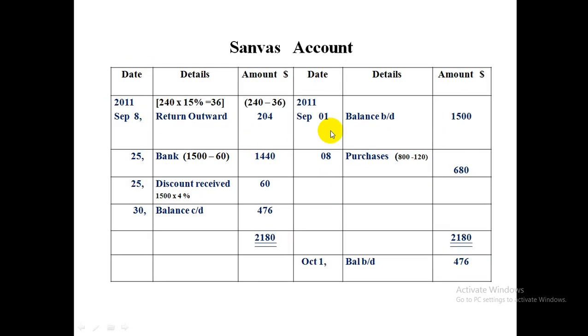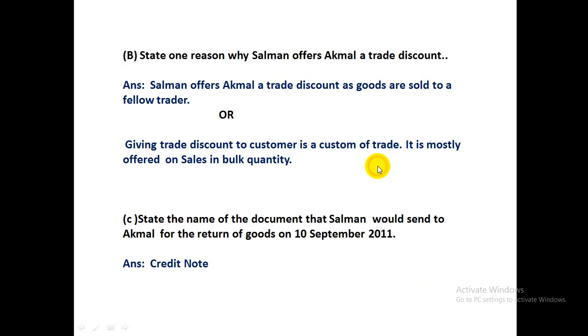Furthermore, the transactions are done. Let's close his account. Total the credits, total the debits, subtract, or you can find the difference. That difference will become balance carried down. Rule of the account of Sanvas in the books of Akmal. The same carried down balance will become the brought down balance, and that's all.